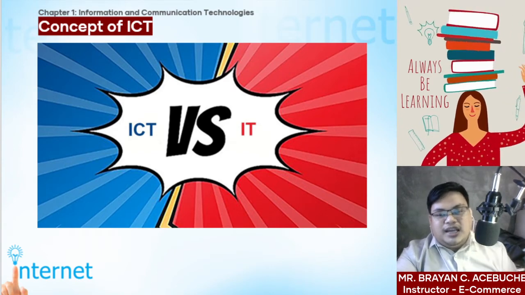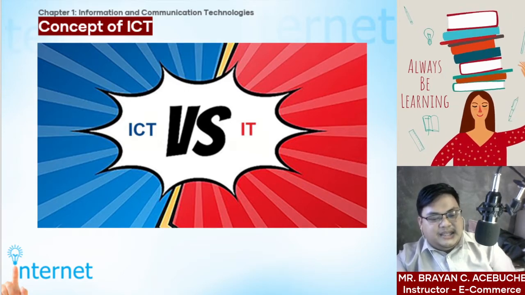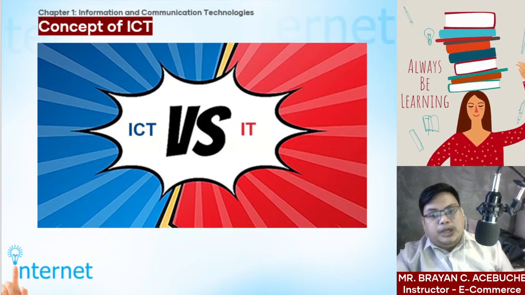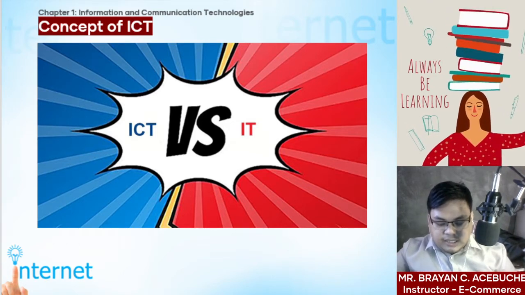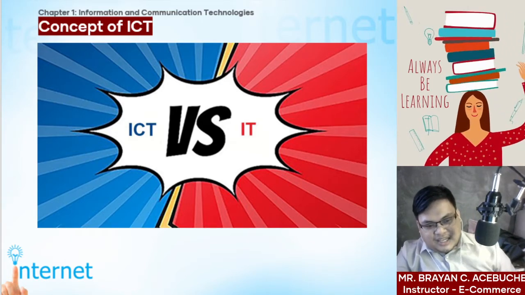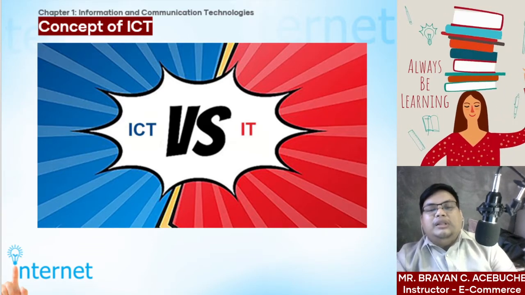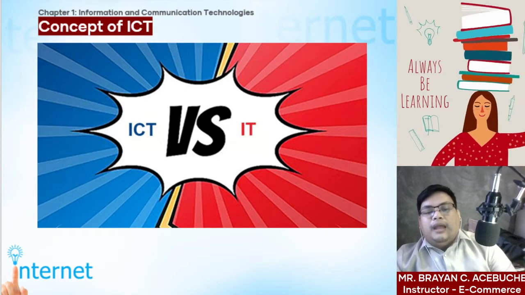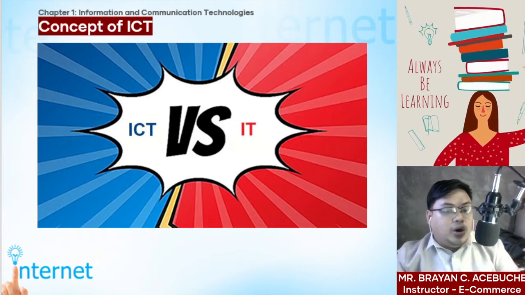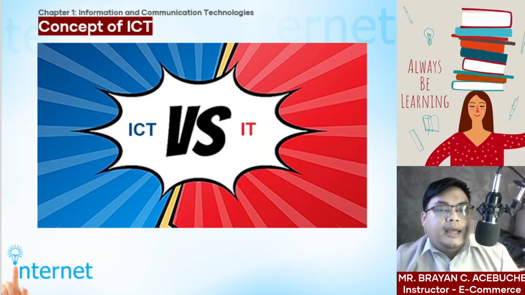Okay, so as you can see here, I have attached an image of ICT versus IT. Medyo kasi minsan nagkakaroon ng misconception about the two. Kung alin nga ba ang ICT, ano nga ba ang IT. So today, susubukan nating i-test ang inyo pong mga ideas regarding this. Okay, so I will just give you a statement, and then on the chat box, isasagot ninyo lang kung ICT or IT. Again po, sasagot ninyo po sa inyong chat box kung ICT or IT.